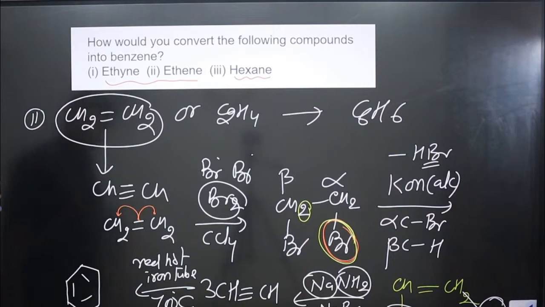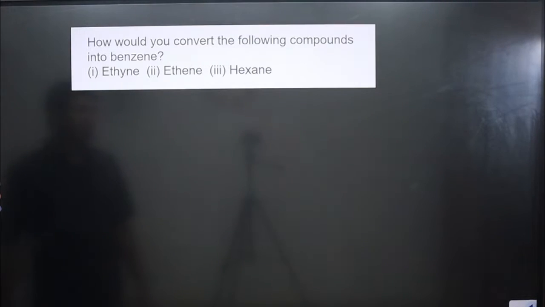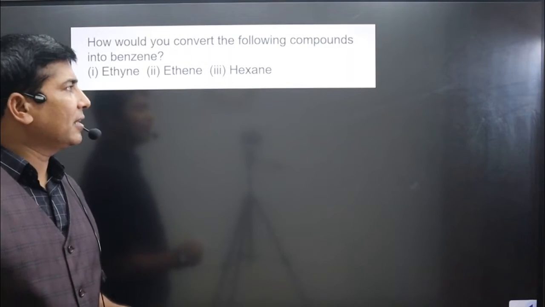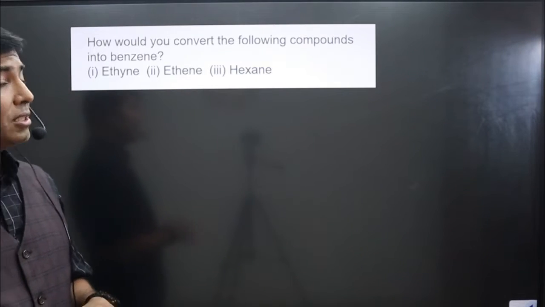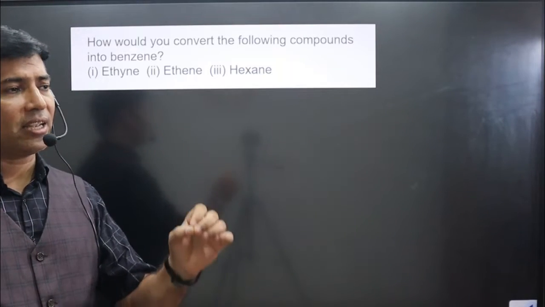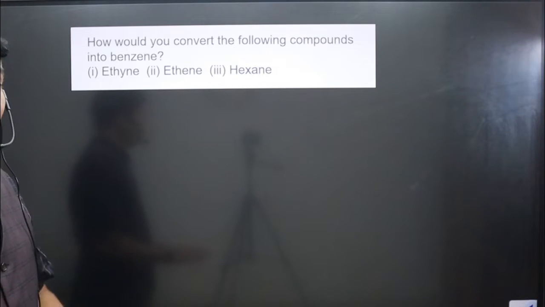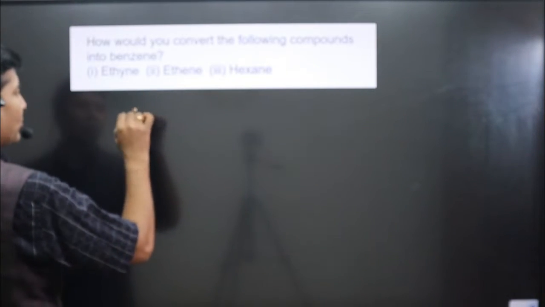Last part is there, hexane. Okay, last part we have hexane. Let me remove this portion. Hexane. The hexane, in the sense you can see in this case hexane, hex already is having 6 carbon, means one molecule of hexane is sufficient enough to convert here to form benzene ring, because benzene also has 6 carbon. So n-hexane, you can see we can have straight chain.